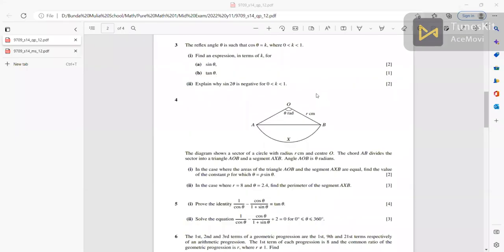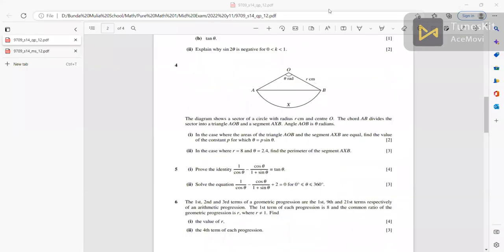Now we go to number 4. Here we have the diagram shows a sector of a circle with radius r centimeter and center O. The chord AB divides the sector into a triangle AOB and a segment AXB. In the case where the area of the triangle AOB and the segment AXB are equal, find the value of the constant P for each.